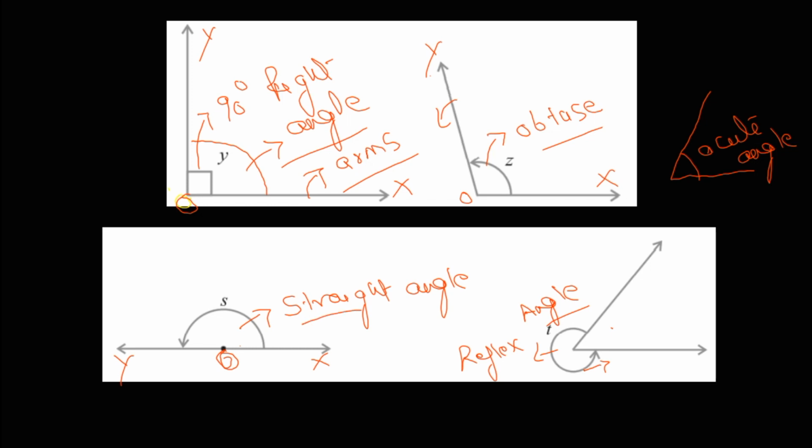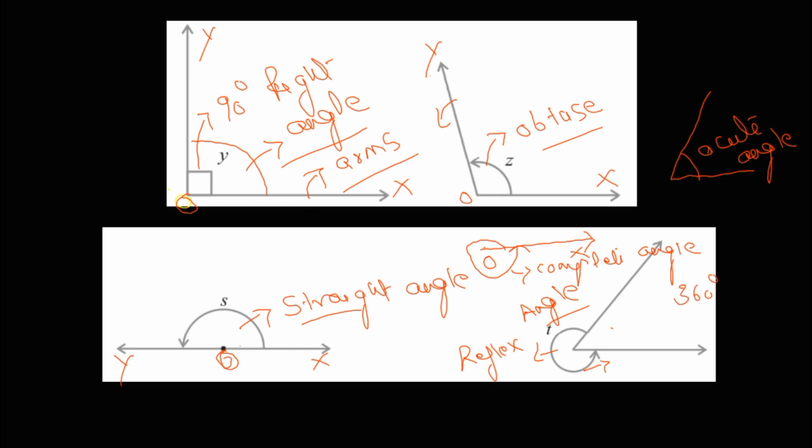And one more thing over here, that when a ray takes one complete rotation, and this complete set comes back to its original position, OX and OY, then this is called a complete angle. And this complete angle is of 360 degrees.